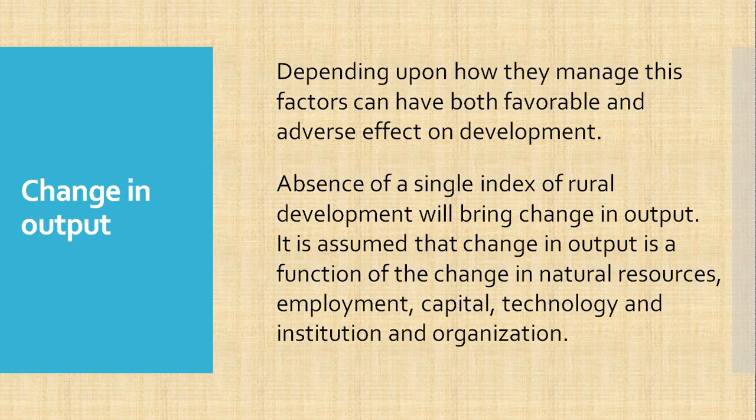Coming to the changes in output. Depending upon how these factors are managed, they can have both favorable and adverse effects on development. And the absence of a single index of rural development will bring change in output. It is assumed that change in output is a function of the change in natural resources, employment, capital, technology, and institutions and organization.